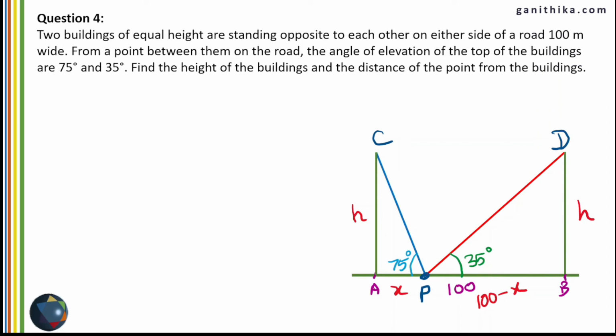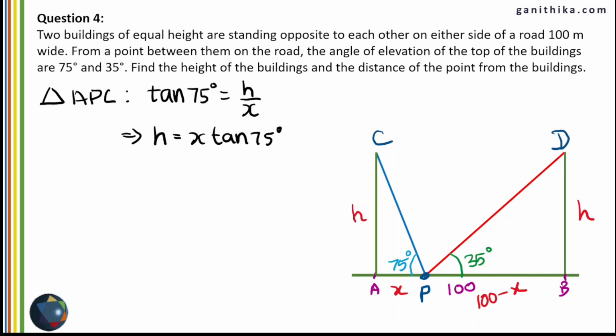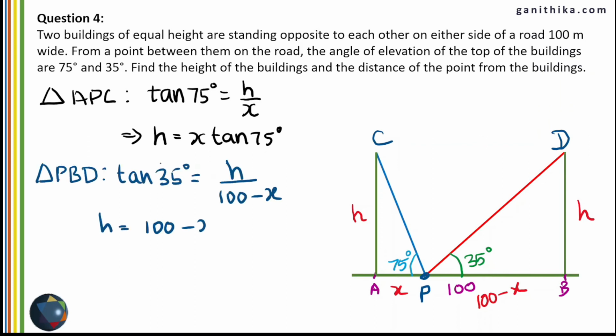So since we have two right angle triangles, there are right angles at A and at B. Therefore, there are two right angle triangles APC and PBD. So from the first right angle triangle APC, we have the relation between h and x like this, as we did before. So h is equal to x tan 75 degrees. Keep it as it is. Let's proceed to the next triangle PBD. Tan 35 is h over 100 minus x. PB is 100 minus x. Therefore, h will be 100 minus x times tan 35.